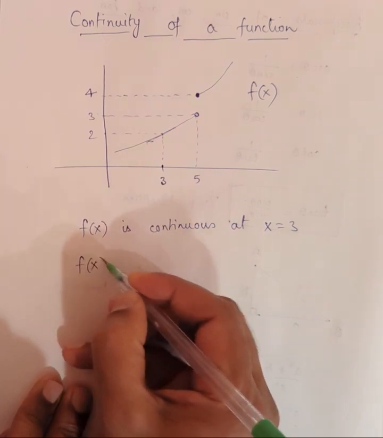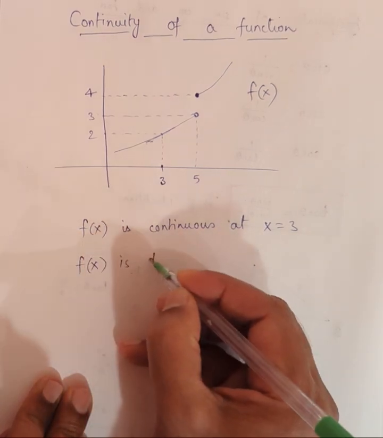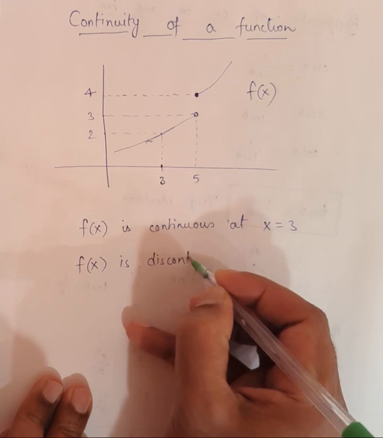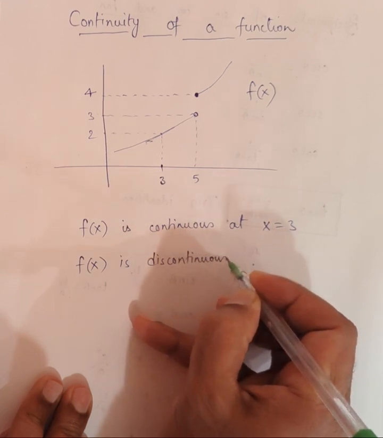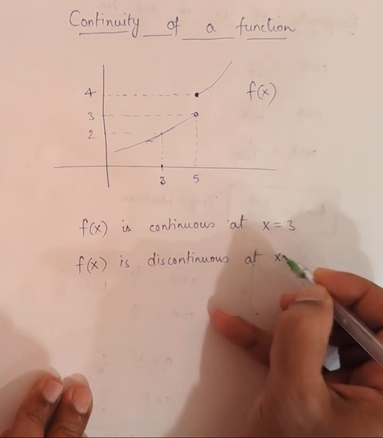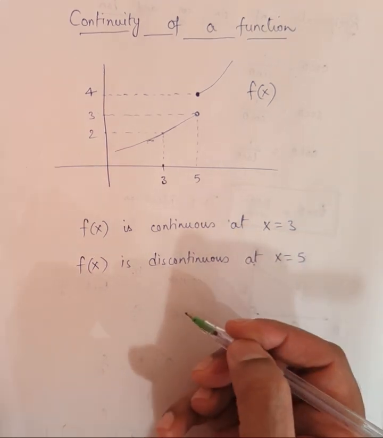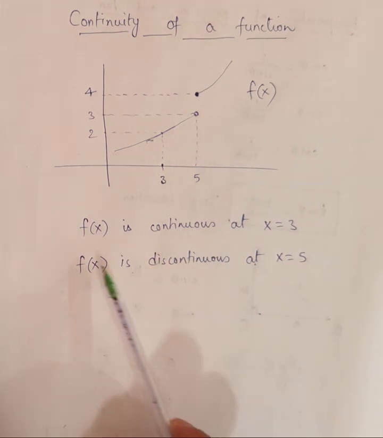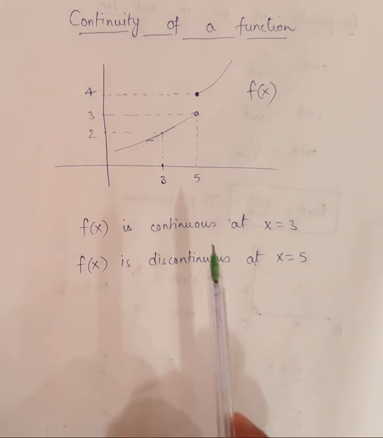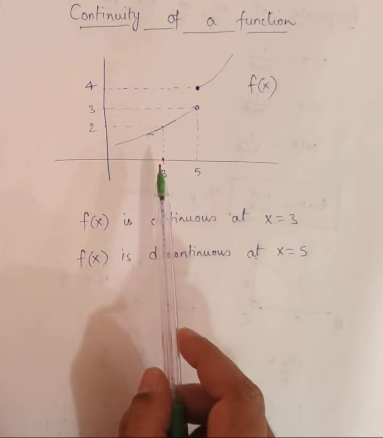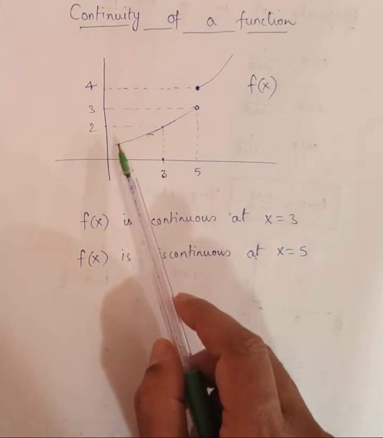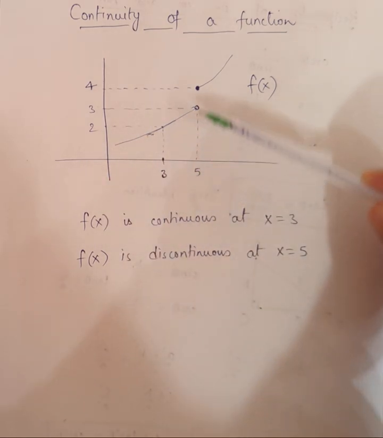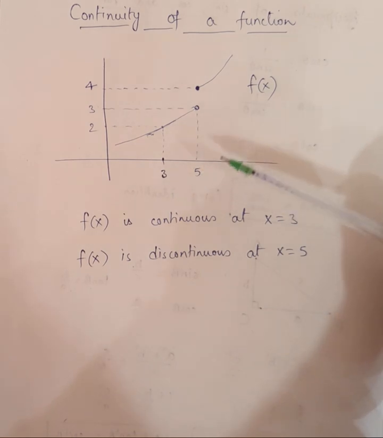And f of x is not continuous, or discontinuous, at x equal to 5. So a function is continuous or not continuous only at specific points. So this function is continuous for a lot of points. It's only discontinuous at 5.